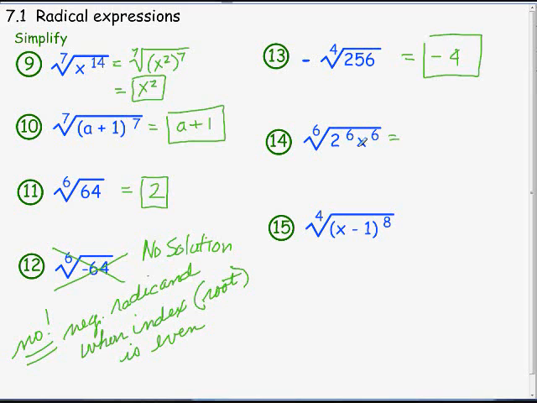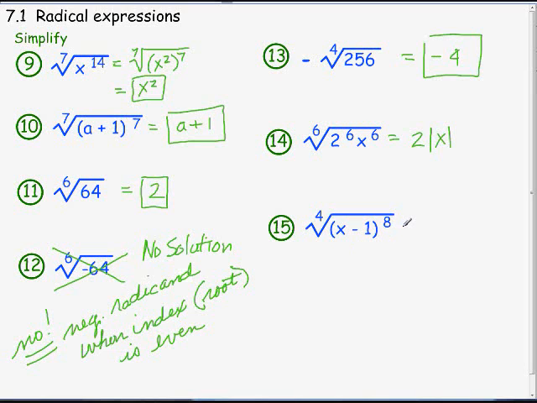Ooh, what do we got here? Well, this is okay. The 6th root of 2 to the 6th is going to be 2. We know we're talking the positive here. And then I've got the 6th root of x to the 6th. So what is this? This is a case where we have to use absolute value because this has to be positive when we take the even root of an even power.